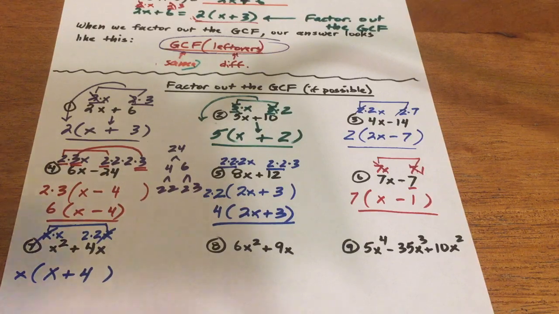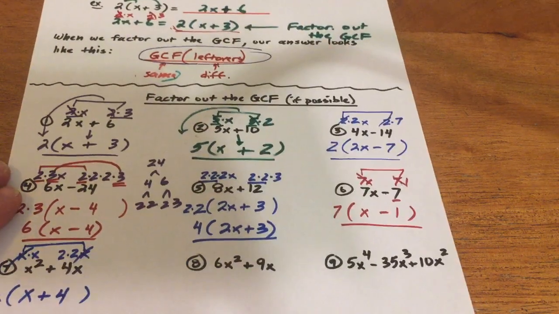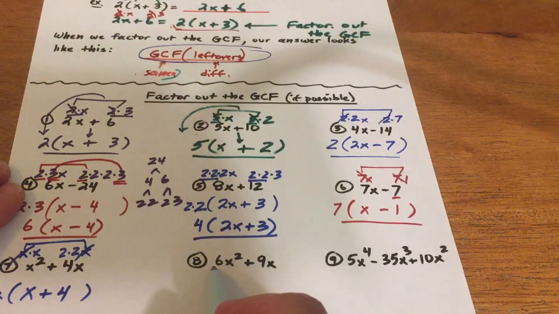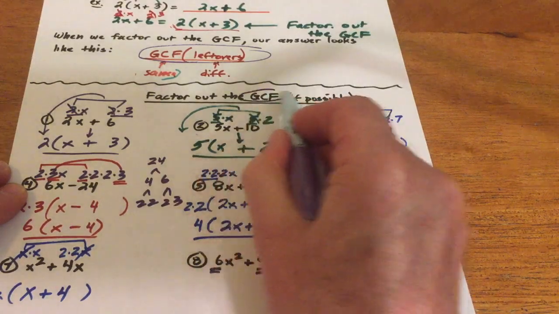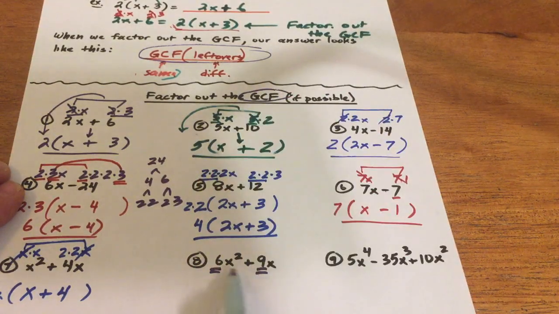I want to sort of guide you through. How do we do this in our heads? Well, basically, let's take care of our numerical coefficients first. We have a 6 and a 9. And I want you to think about the GCF. What's the greatest factor of both? What goes into both? The greatest number. Well, hopefully you thought 3. So we can take out a 3 from both of these.